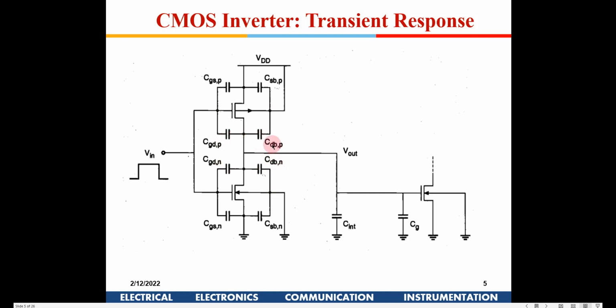This is intrinsic because it is within the device. We don't have any control over this. This will be there in any case. The interconnect capacitance depends on how we have done the layout, and the gate capacitance depends on the fan out. Is it okay now? So this is the total net capacitance available at this node. CL is actually a sum total of the intrinsic capacitance plus the interconnect capacitance plus the gate capacitance.